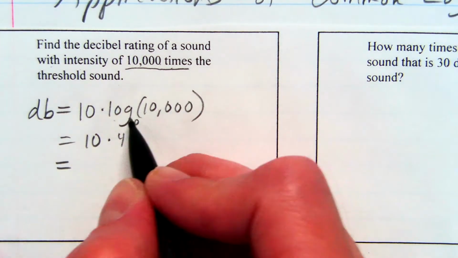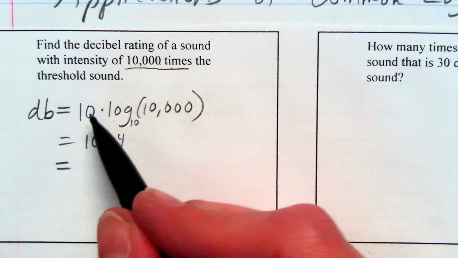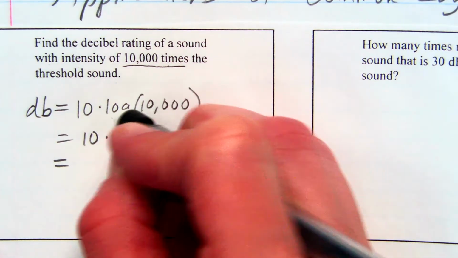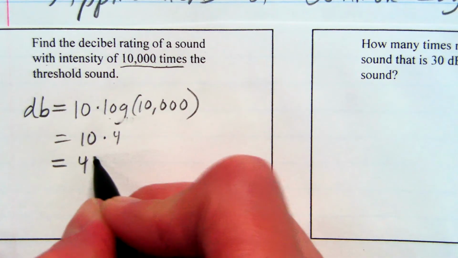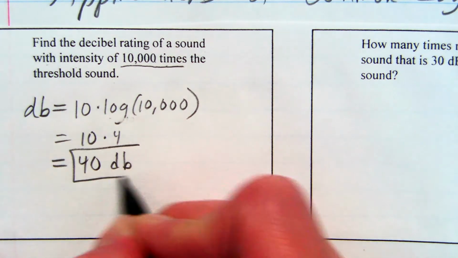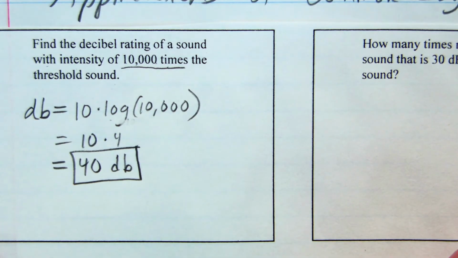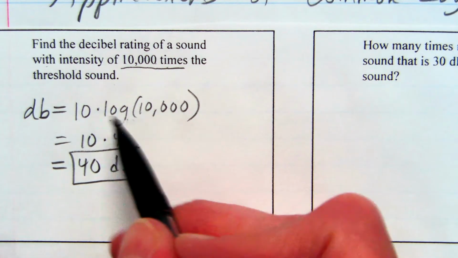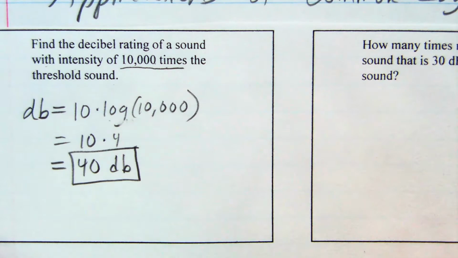I can do that one without even using my calculator, or you could totally type it in. You don't need the little 10 there, and you're going to end up with 40 decibels. That was a hard one. So basically, you're just typing in 10 times log of 10,000, and you get 40 decibels.